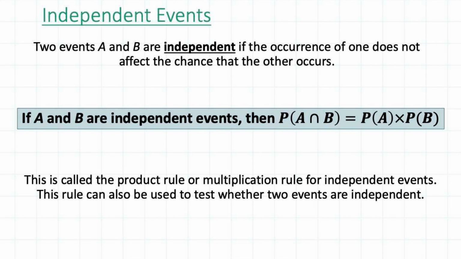Which means that if you are trying to test whether two things are independent, you can find the intersection separately and then find the probability of A times the probability of B separately, and then compare: are they equal to each other? If they're equal, then you can immediately conclude that these two events are independent. So this is a very useful test to have and a useful formula to use.